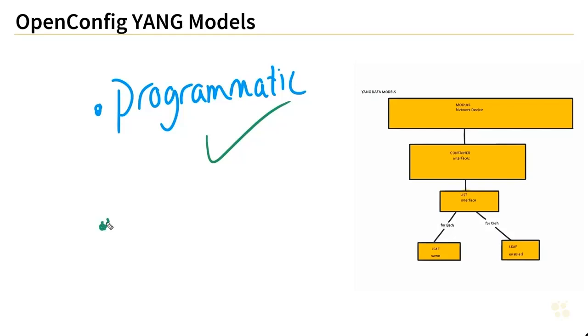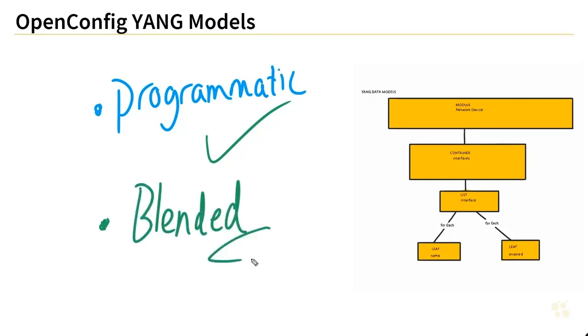But it does have some drawbacks. Personally for myself, I find it a little bit harder to read, just visually as a human. It's not clearly separated, it's more blended. So let's see what an OpenConfig model looks like then, shall we?